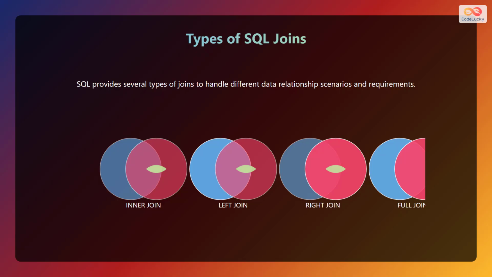SQL provides several types of joins to handle different data relationship scenarios and requirements. Here's a brief overview. Inner join returns only the matching rows between the tables. Left join returns all rows from the left table and the matching rows from the right table. Right join returns all rows from the right table and the matching rows from the left table. Full join returns all rows when there is a match in either the left or right table.